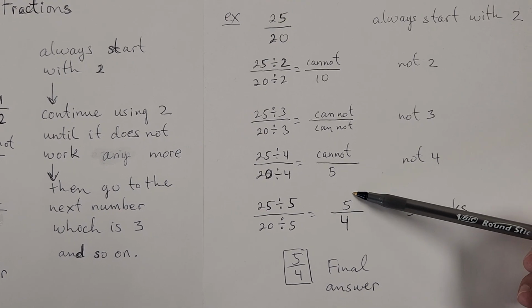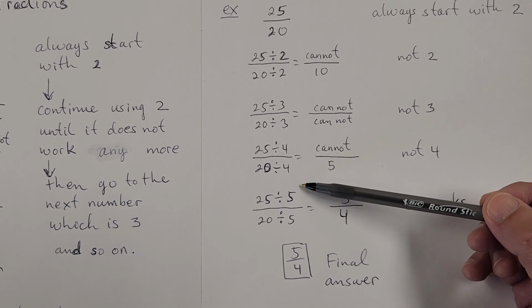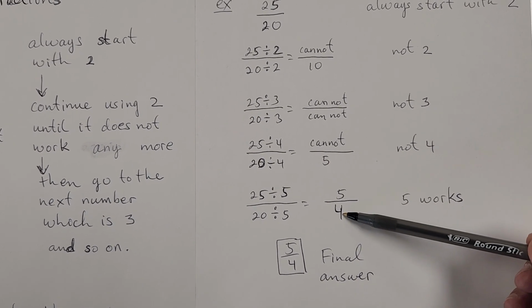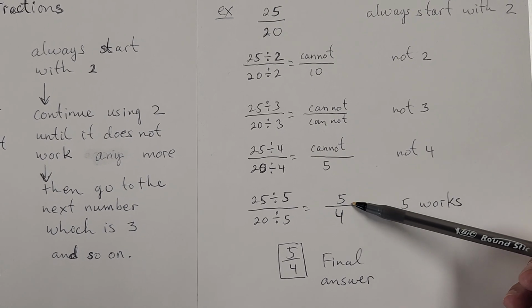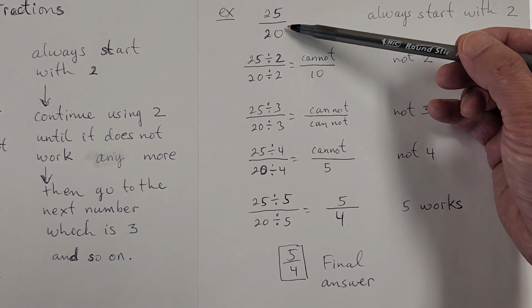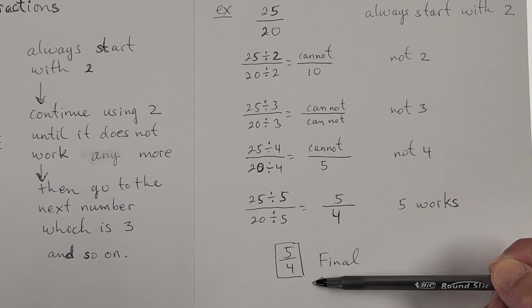And then go on to 5. 5 works on top and also on the bottom because 25 divided by 5 is 5. 20 divided by 5 is 4. And this is the smallest that you can get. So this is our final answer, 5 over 4. So 25 over 20 is reduced to 5 over 4.